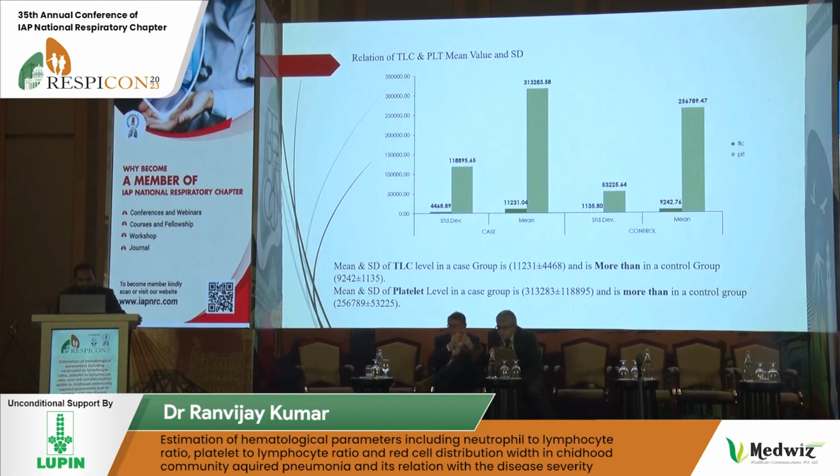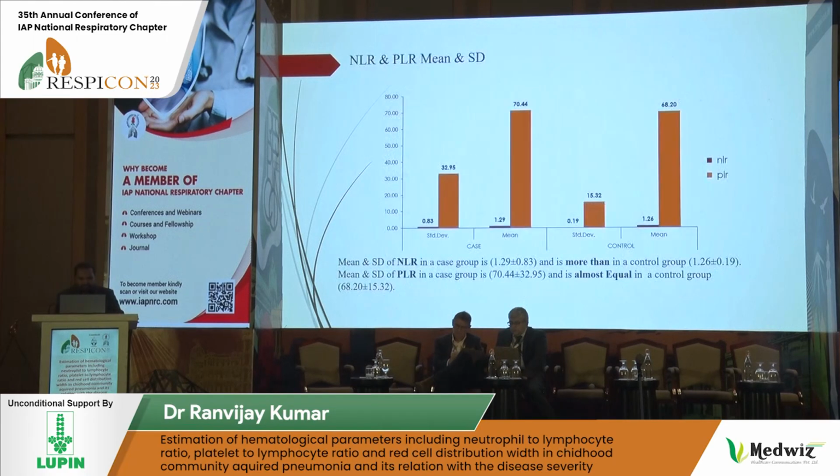The mean and standard deviation of TLC in the case group is 11,231, which is more than in the control group, that is 9,242 with a standard deviation of 1,135. Similarly, in platelets, the case group is 313,000 with a standard deviation of 118,000, which is more than in the control group, that is 256,000 with a standard deviation of 53,000.